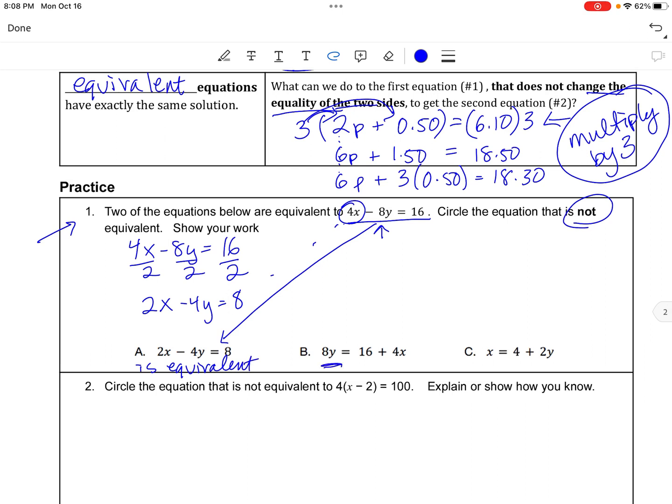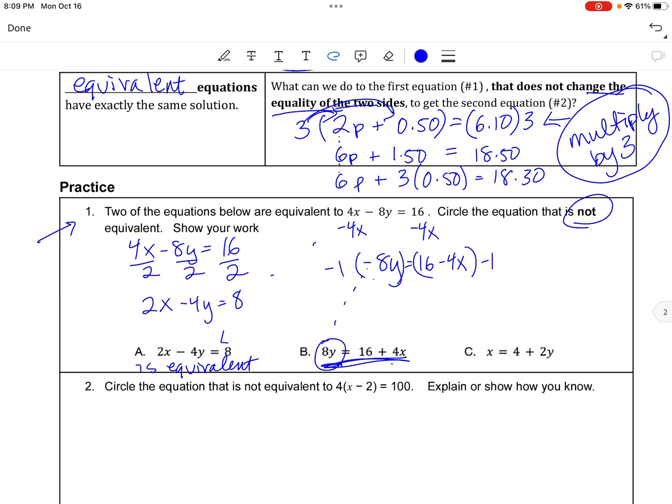Let's try this one here. Now this one has 8y by itself. So let's see what I would have to do. I would have to subtract 4x from both sides. I have to get the x term over there. Negative 8y equals 16 minus 4x. Okay, it's not looking like this yet. This is still negative, so in order for that not to be negative, I would have to multiply both sides of the equation by negative 1. Let's see if that gives us an equivalent expression.